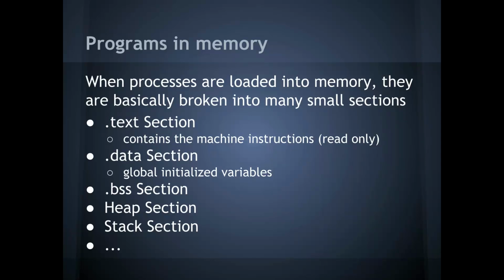For instance, the .data section contains globally initialized variables. The .bss section contains globally uninitialized variables. The heap is for dynamic memory management. The stack is for other memory management that's already instantiated, such as local variables, not global, and locally declared variables.